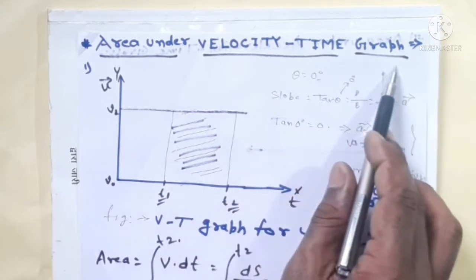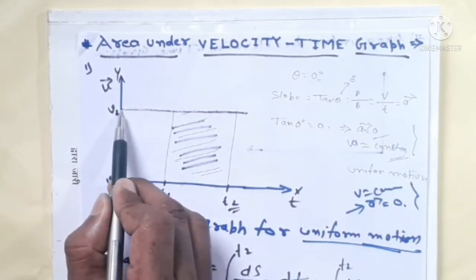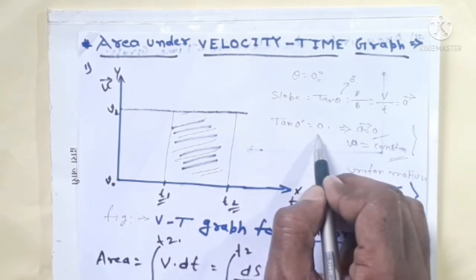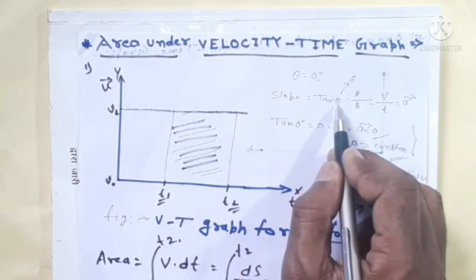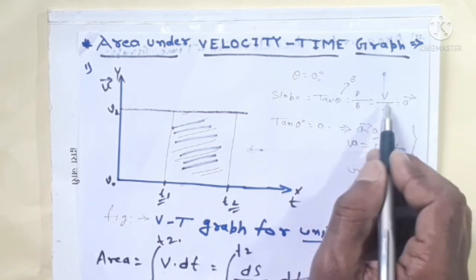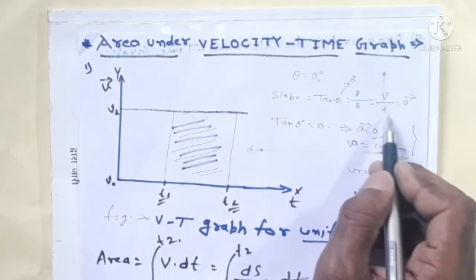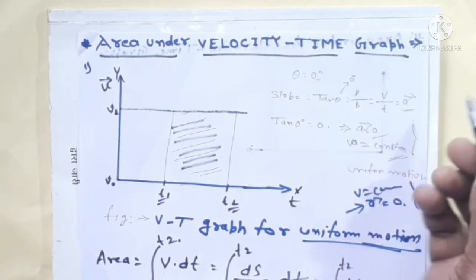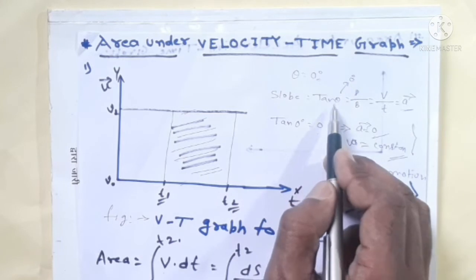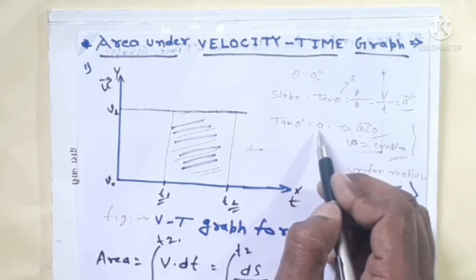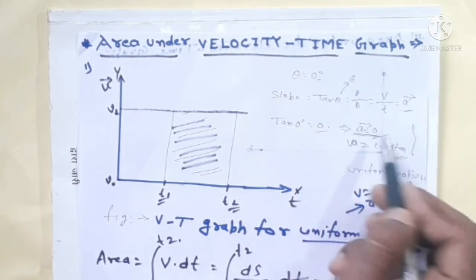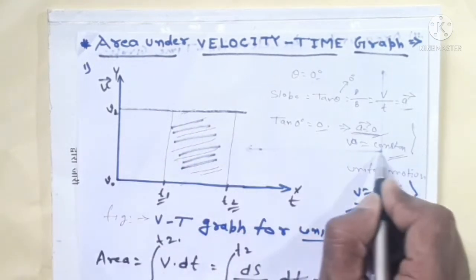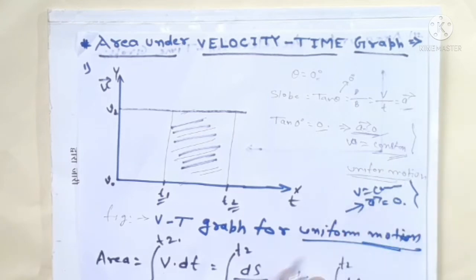Area under the velocity time graph. Here velocity is constant, then slope is equal to 0 degrees. Slope is equal to tan theta, which is perpendicular by base. Perpendicular is velocity, base is time, and velocity by time is known as acceleration. When theta is equal to 0 degrees, tan 0 is equal to 0. So acceleration is 0 and velocity is constant, v1 is our constant. So this type of motion is uniform motion.